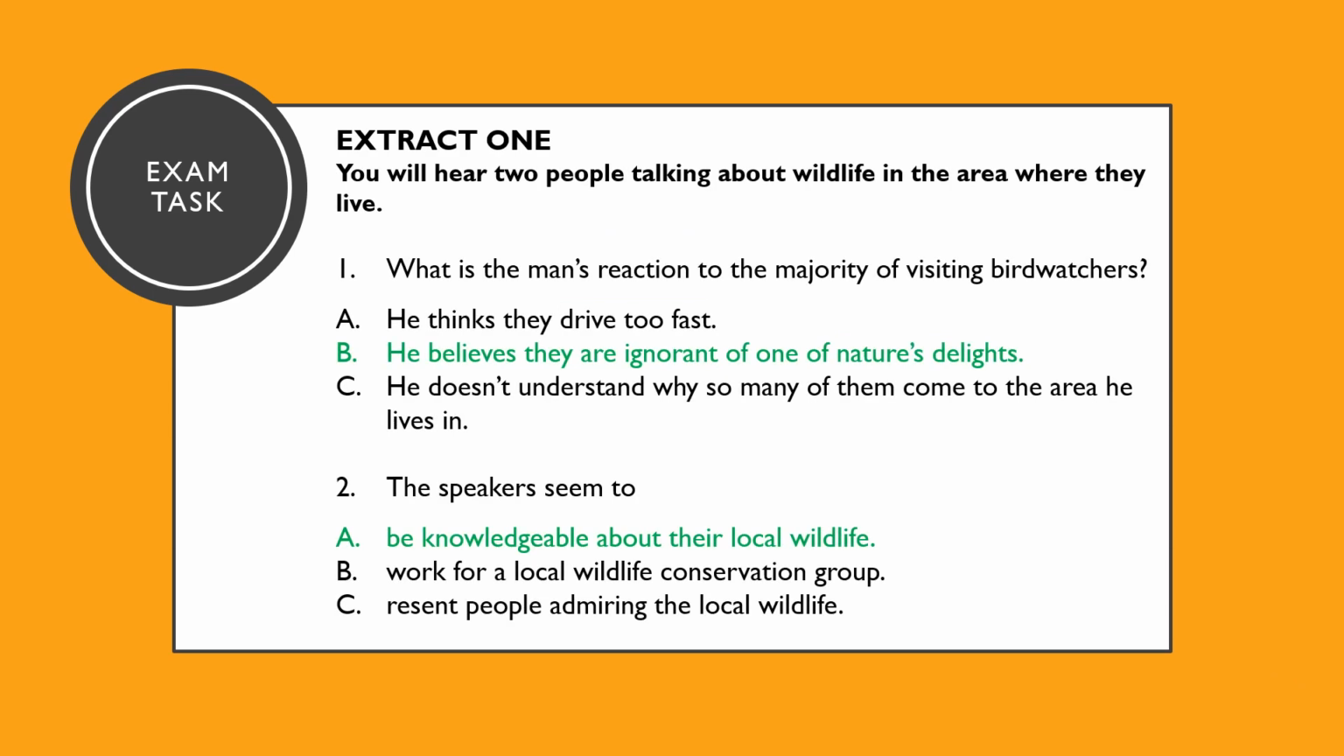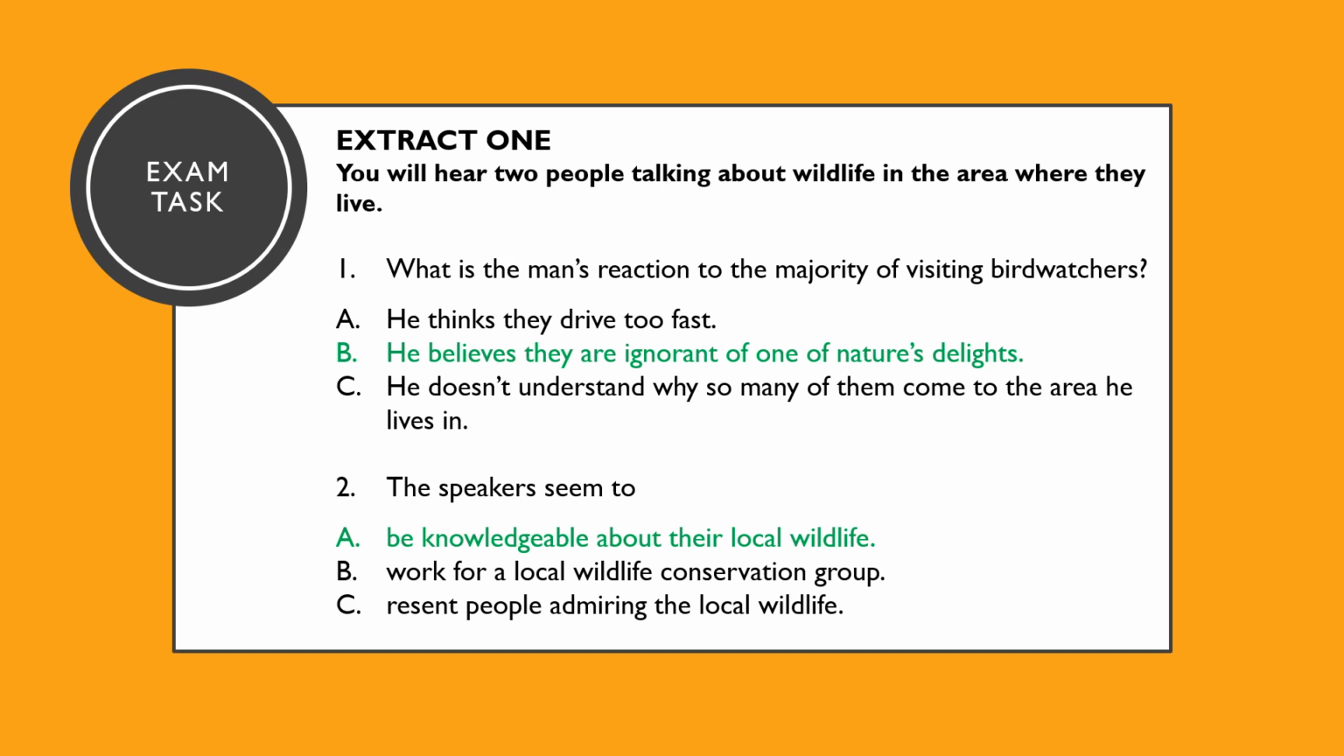Let's take a look at your answers. So for question 1, the answer is B. The man believes that the vast majority of visiting bird watchers are ignorant of one of nature's delights. And for question 2, the answer is A. The speakers seem to be knowledgeable about their local wildlife. So how many of those did you get correct?